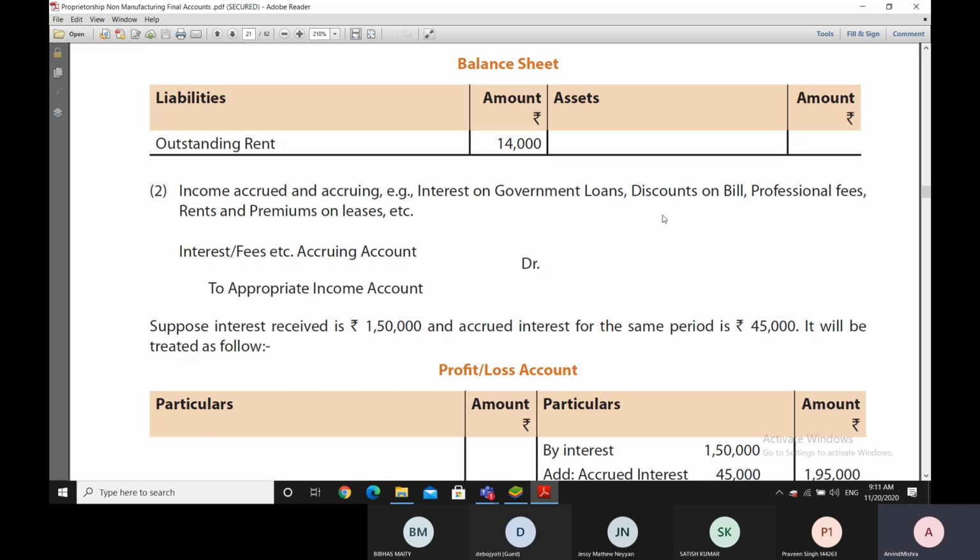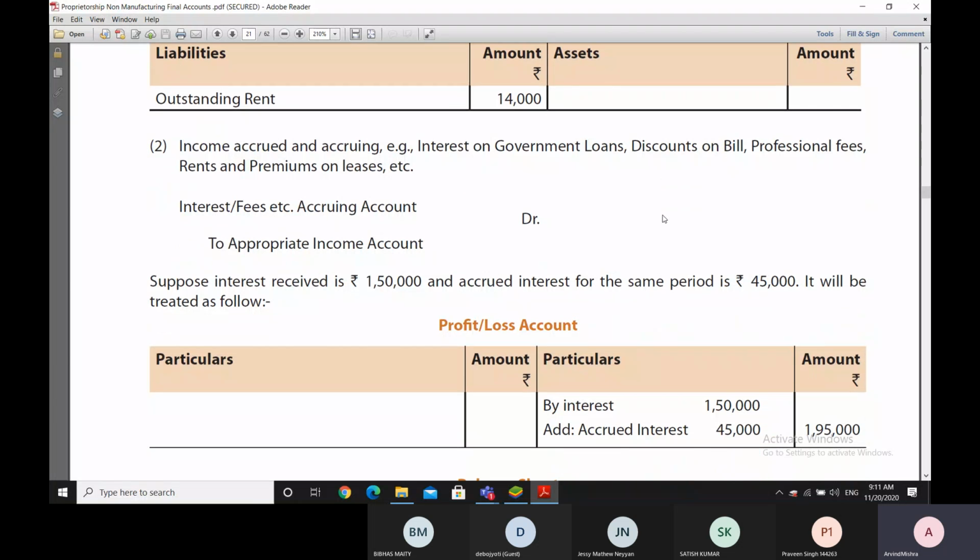in respect of all these incomes which are accruing, we are debiting the concerned account and crediting the appropriate income account. So once we do that, we transfer that to the profit and loss account later on by crediting the profit and loss account and debiting the appropriate income account.